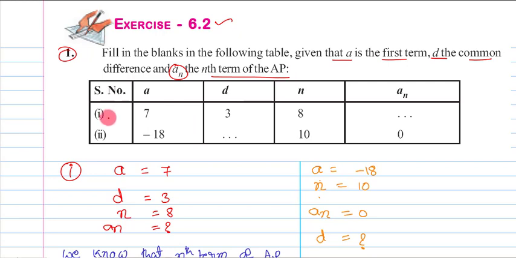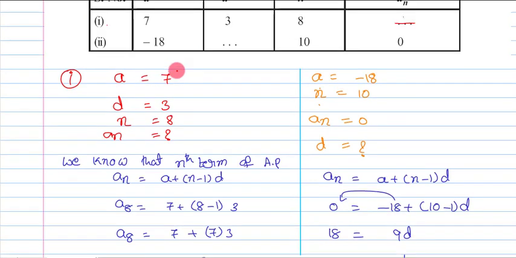If you observe the first question, in which a is 7, the common difference d is 3, and n is 8, then we need to find an. They mention the blank in this an column. That means we need to find a8, the 8th term. So what do we know? The first term is 7, the common difference is 3, and n is 8. We need to find an.